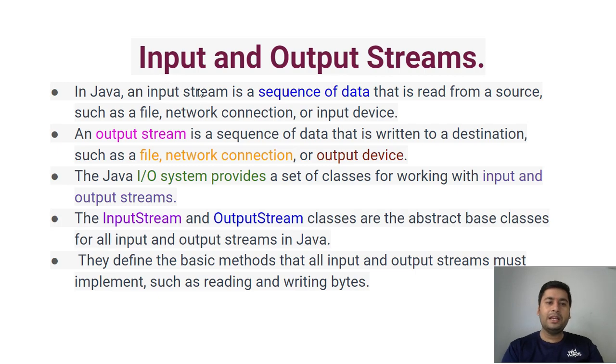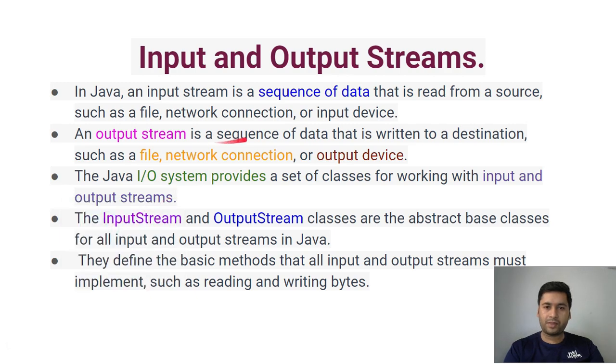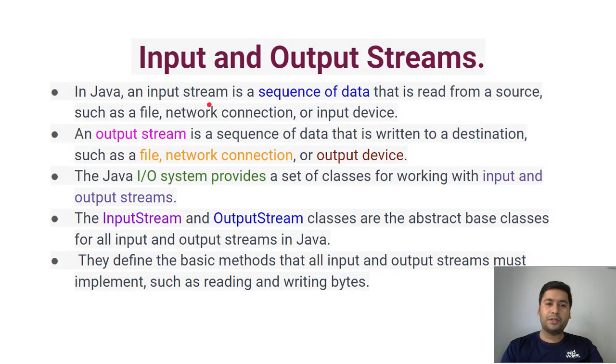In Java, an input stream is a sequence of data that is read from a source, such as a file, network connection, or any input device. So basically we are reading data from a different system. Maybe we are reading from a file, or maybe from some other system, or some other deployed website. There are so many places we have to read data from.